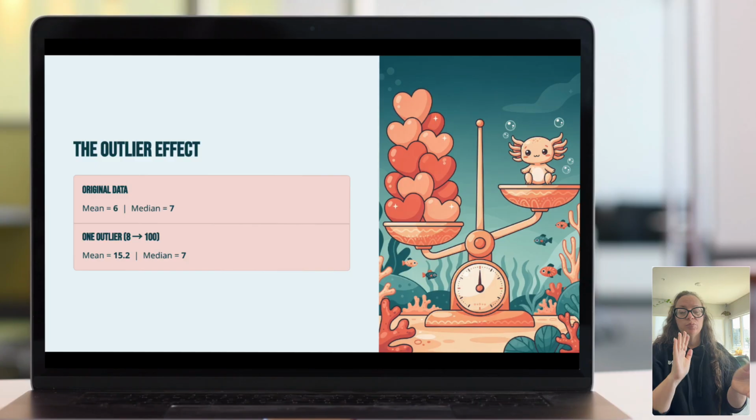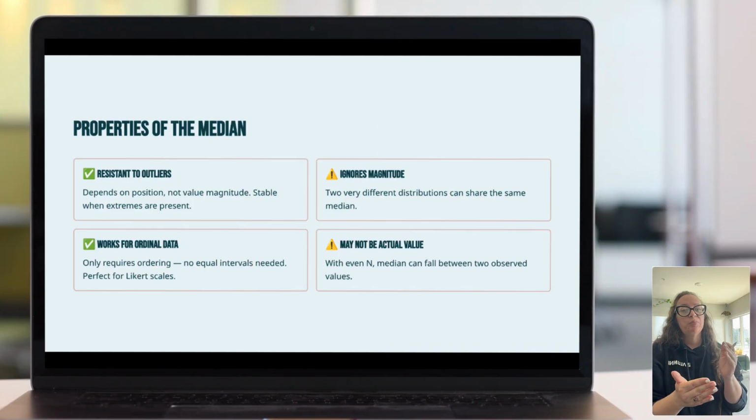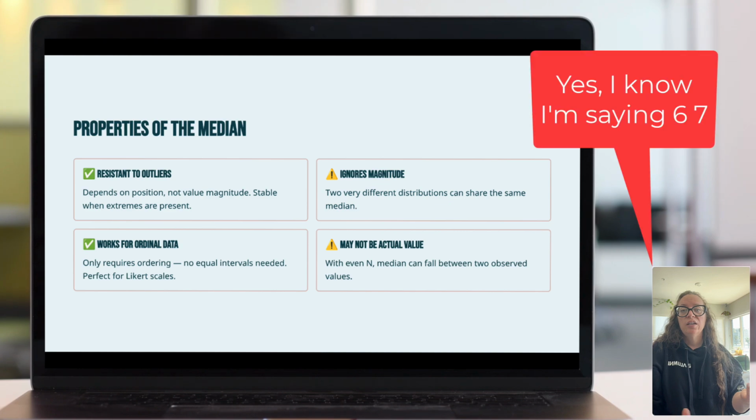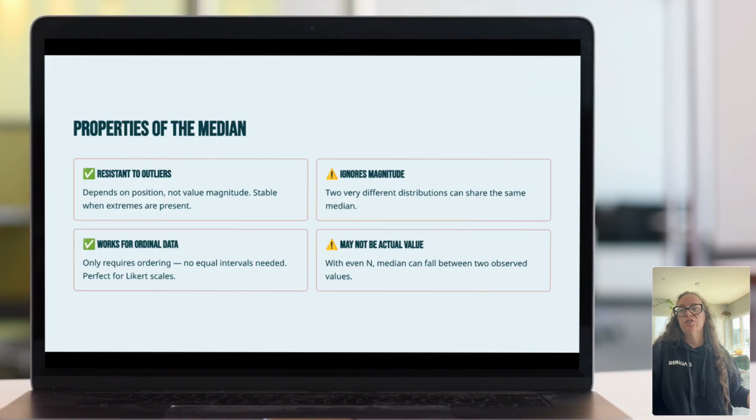Okay, so pros and cons. Two distributions can have the same median despite being very different in their extremes. Okay, so the distributions 1, 6, 7, 9 and 1, 6, 7, 100 have the same median but very different spreads. Or 1, 6, 7, million has the same median but they're very different spreads.